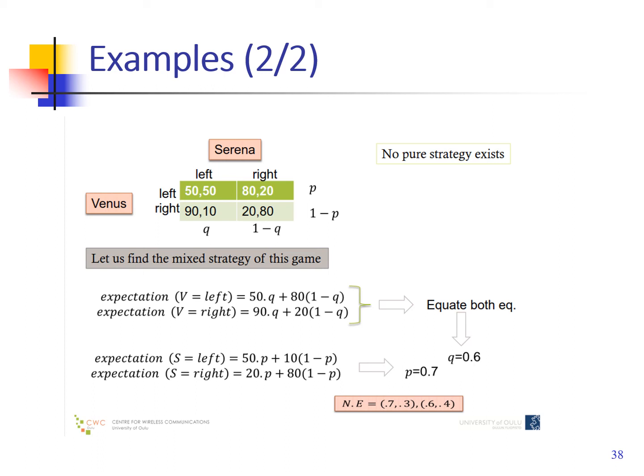All right? Then you do the same thing for Serena now, right? So you come here. Now we are dealing with Serena. So you can also take left and right and try to find the corresponding expectations, equate them, and find the corresponding P, okay? And then we find out actually that the Nash equilibrium is going to be 0.7, 0.3, 0.6, 0.4, okay? So hopefully this is clear. And if it is not clear, we can also do it at home, or you can raise it during the tutorial Q&A session, all right? Very good.